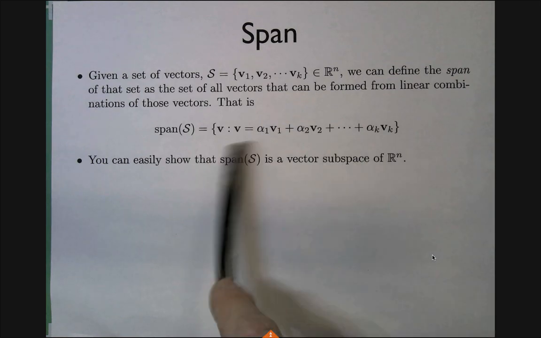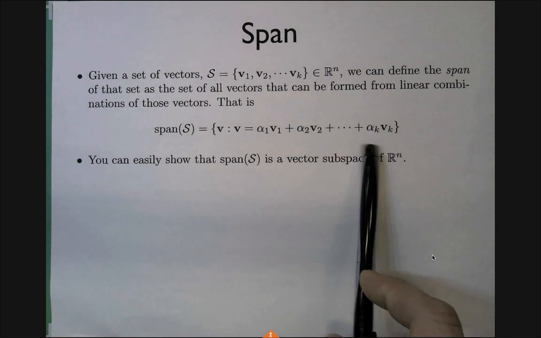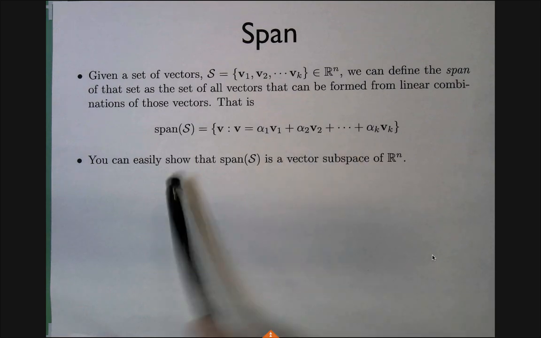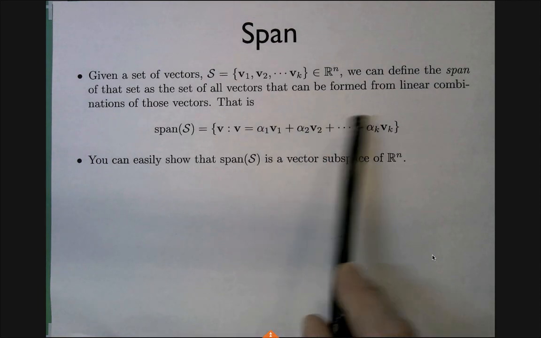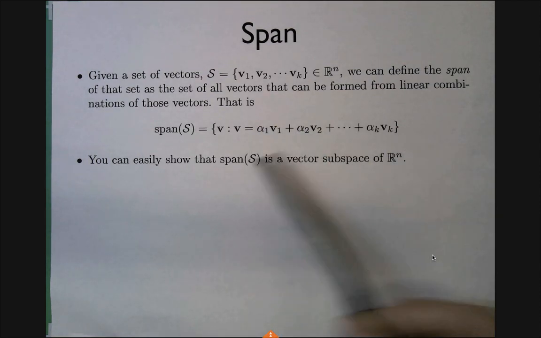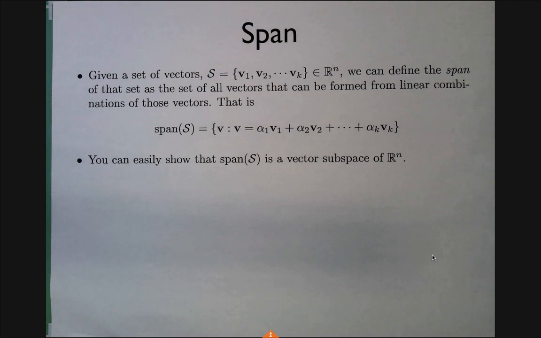So why is it a vector subspace? I think that's trivial. If I take one vector like this and another like this and add them together, I get a third one like this. If I multiply by a scalar, everything is just multiplied by a scalar, but I'm allowing myself any scalars, so certainly that's a subspace. It's very easy to verify.